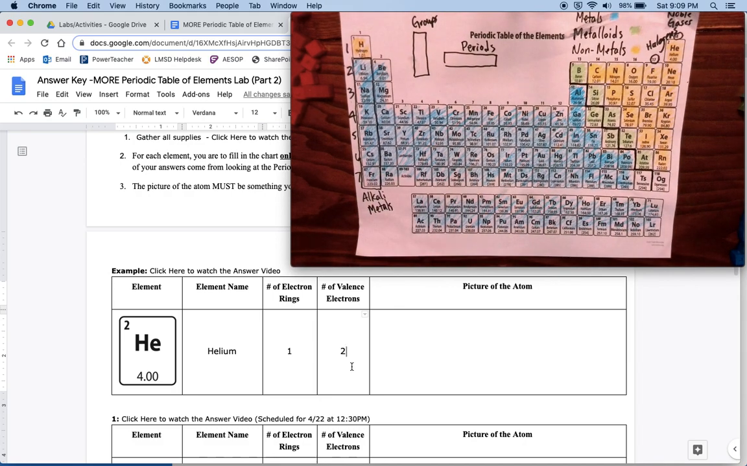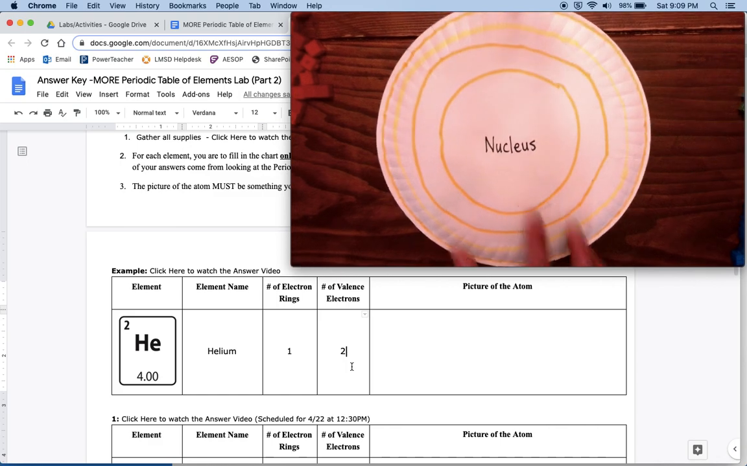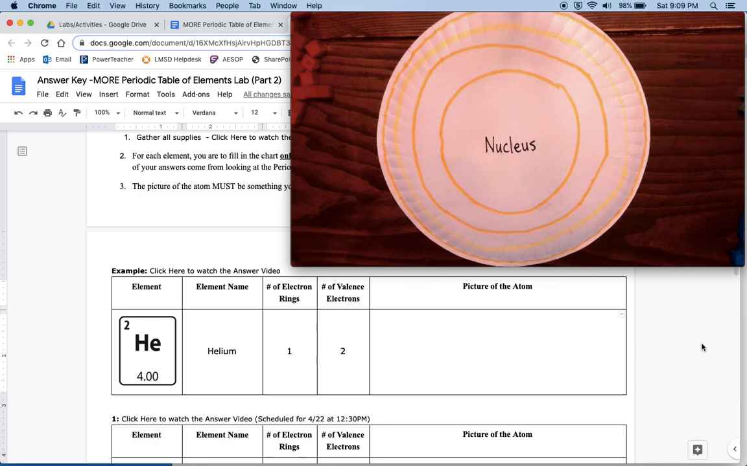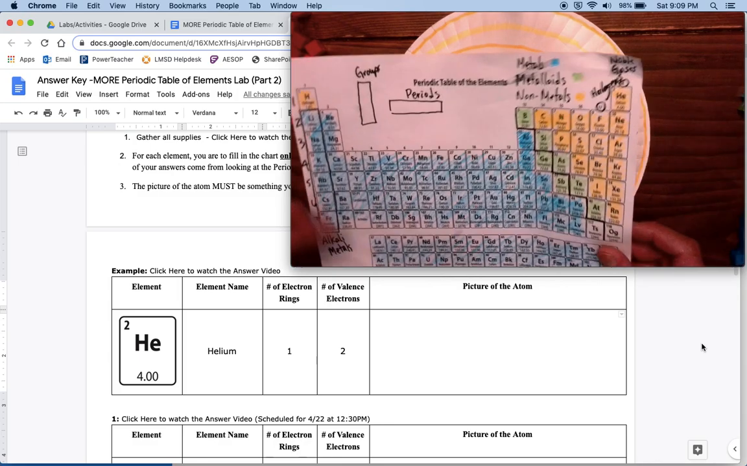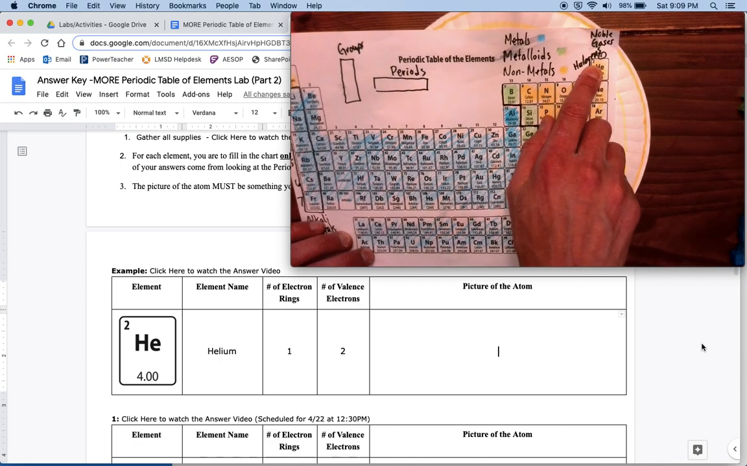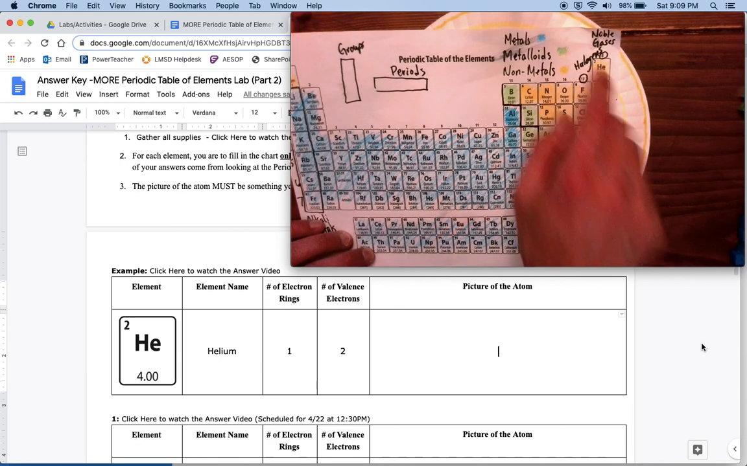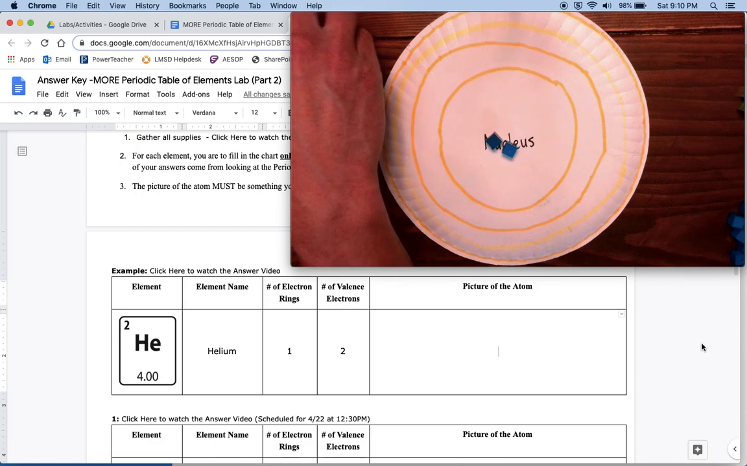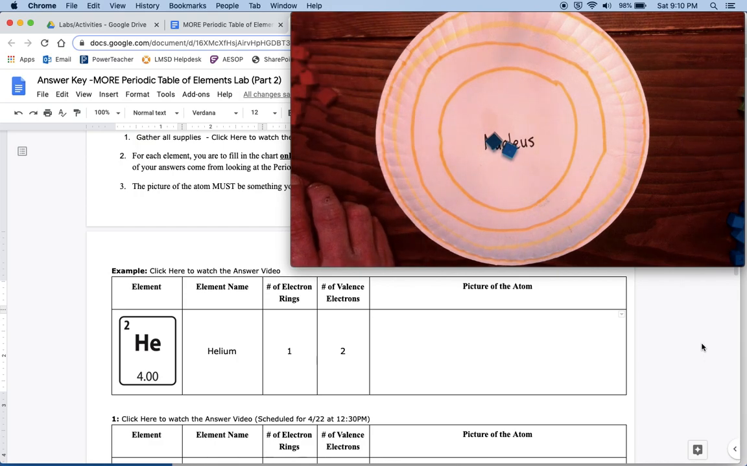So now we're going to switch this over to making the atom. What we want to do is figure out how many protons, how many neutrons, how many electrons we want to have. If you go back here, remember, helium has an atomic number of 2, so I know that it has 2 protons. And I also know that it has 2 electrons, because remember, the number of positive things has to equal the number of negative things.